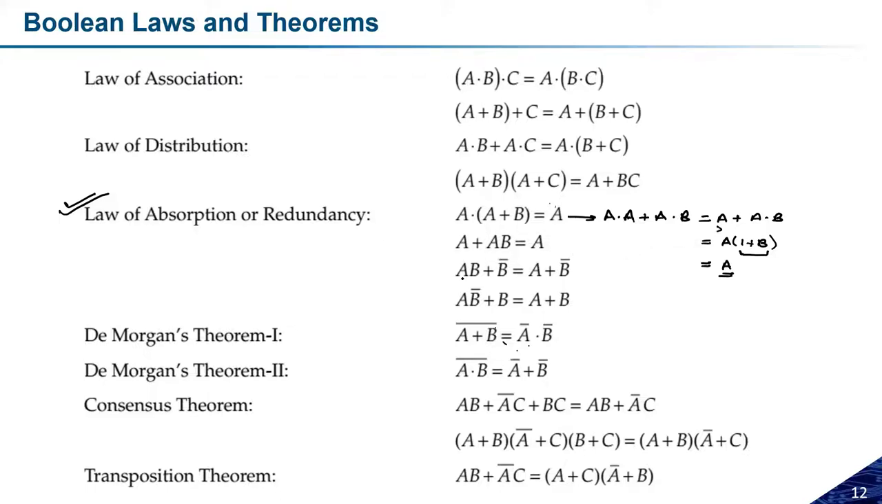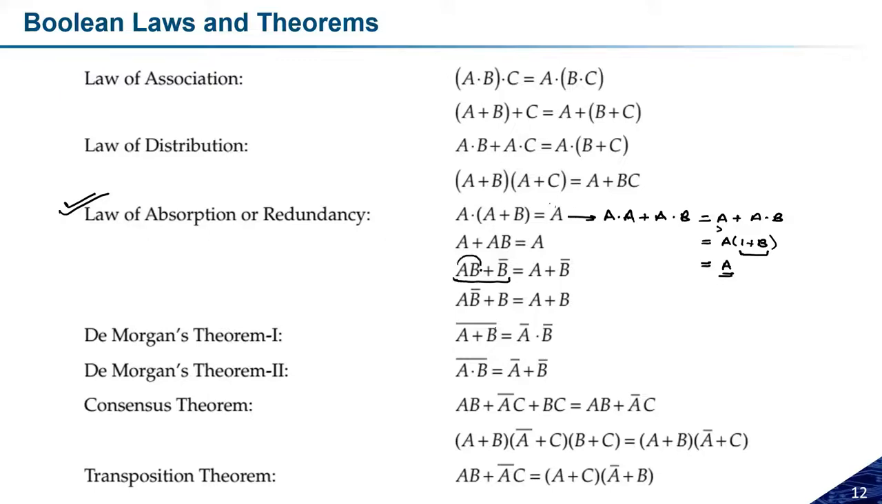Similarly, you can also prove that A plus A bar B is equal to A plus B. Okay, so here, you can prove it like this. How can you prove it? Let me give you a hint on that. I'm just giving a hint for one thing, and then you can use it for the others. Suppose I have A plus B bar, and I want to make it like A plus B bar. How can we do that?